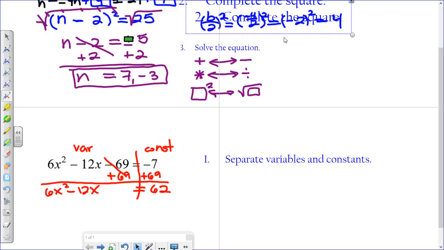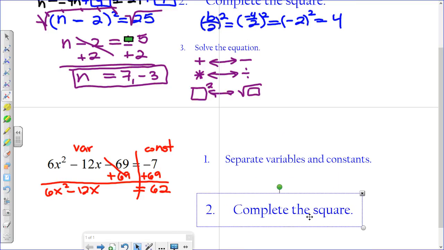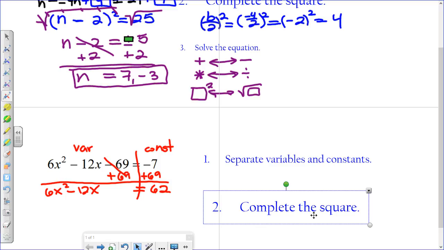Number 2 is complete the square. So what I'm going to do, hold on, let me change the color. What I'm going to do is the following. I'm going to add a number here. And the rule says when you add a number, what you add to one side, you must do the same thing on the other side. Okay, so the way you're going to do it is the following.